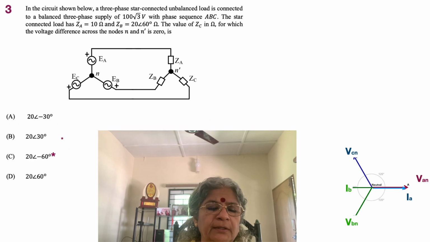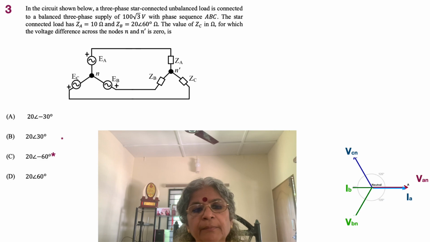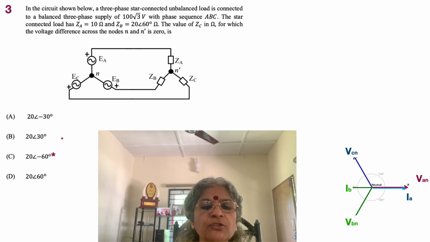Of course, ZA equal to 10 ohm does not have any phase angle with respect to it, because 100 root 3 divided by root 3 divided by ZA is going to create the current flowing in the A phase.